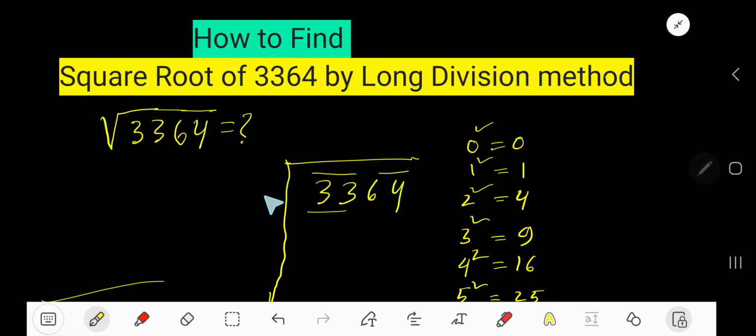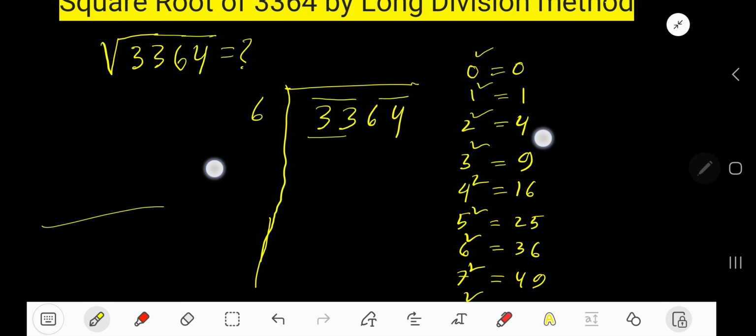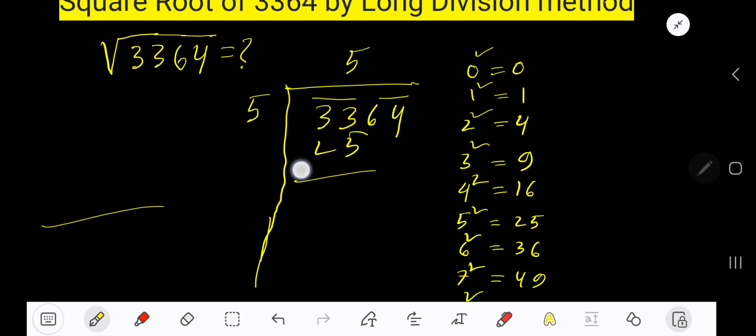If you take 6, 6 squared equals 36, which is greater than 33, so 6 is not correct. Take 5, 5 squared equals 25. Since you have placed 5 here, the same digit will come here. 5 times 5, 25. Subtract, you are getting 8. Bring down the next pair.